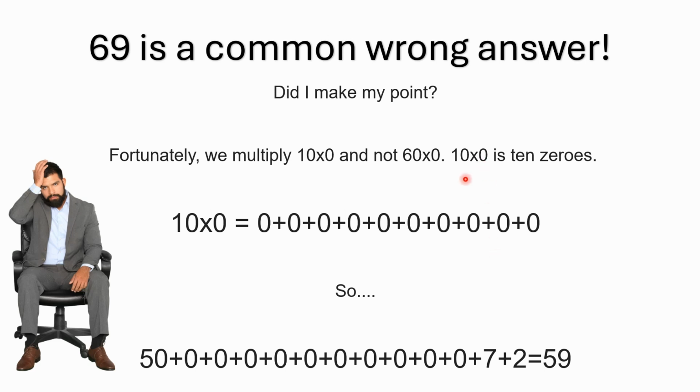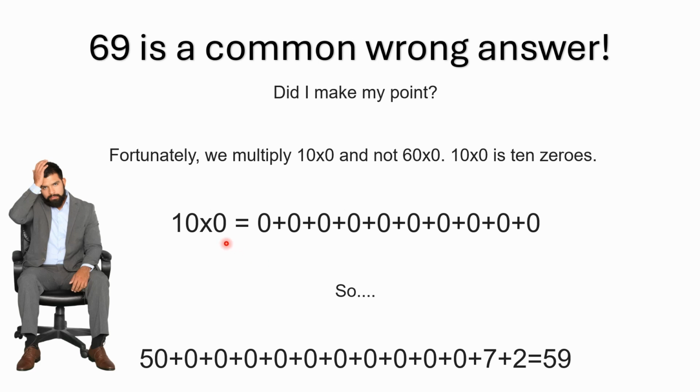Again, hopefully I made my point on this, but fortunately we're multiplying 10 by 0 and not 60 times 0. But 10 times 0 is also the same as 10 zeros. 10 times 0 is the same thing as adding up 10 zeros. So, if you wanted to, and I've said it before, multiplication is shorthand for repeated addition. So I could take 10 times 0. Let's say, hey man, I can't handle mixing operations. I need everything to be addition or subtraction because that's really just all my brain can handle right now, okay?